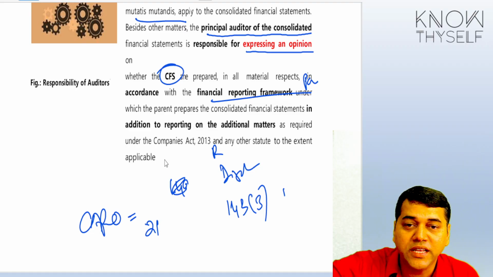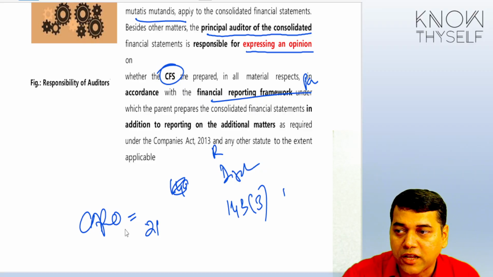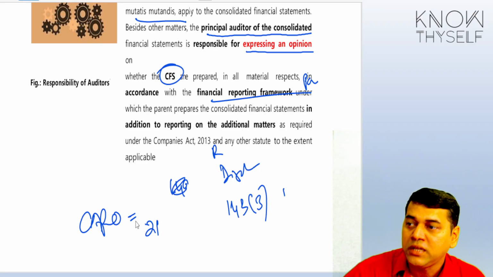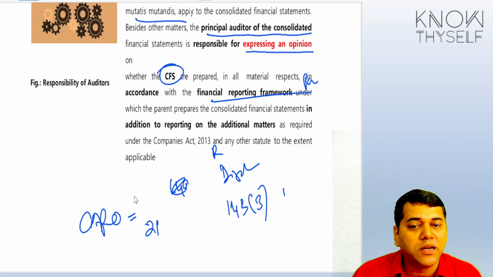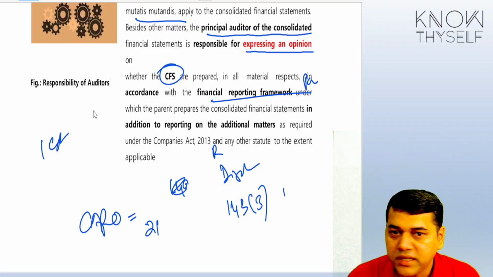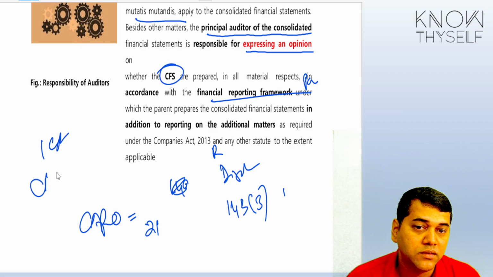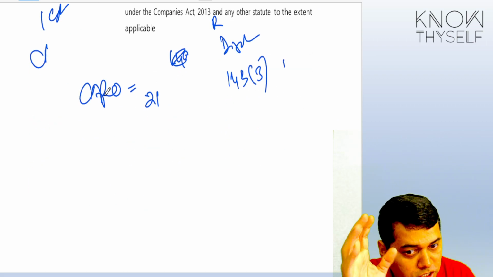That means if your subsidiary auditors have given any observations or qualifications in their CARO, you have to consider them in the consolidated CARO, but not up to point number 20. Is ICFR applicable? Yes, applicable. But which ICFR? Consolidation-related ICFR only. Okay, so this is all the auditor needs to be aware of.